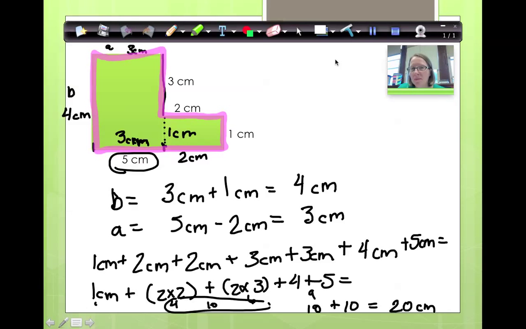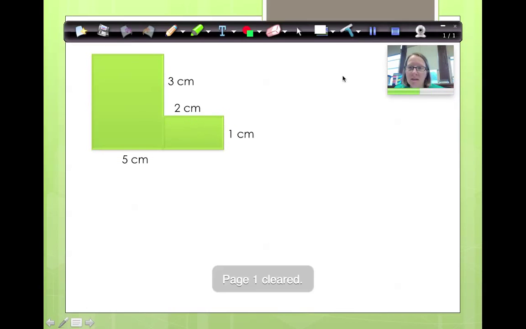Let's go on to the next shape. So you can get clear. Clear? Okay, next.